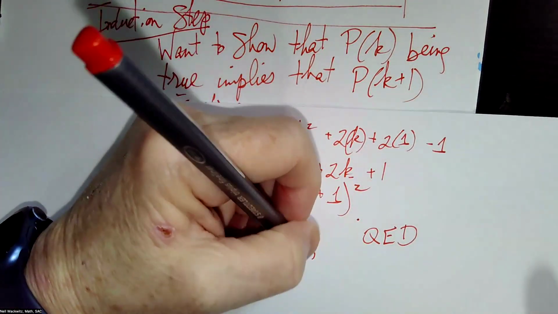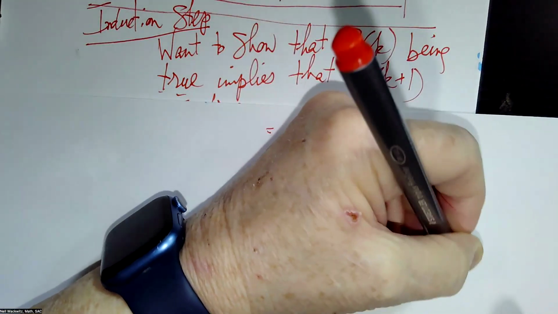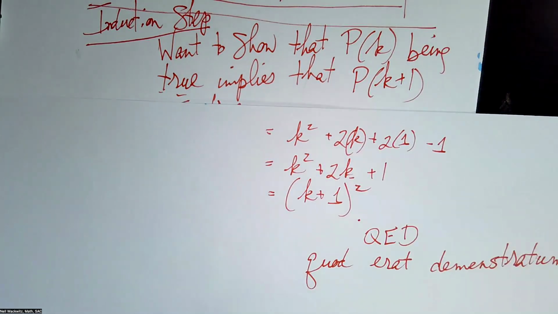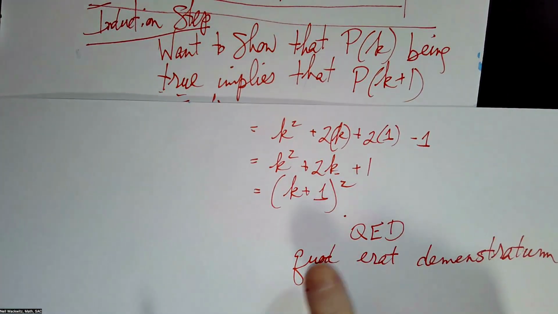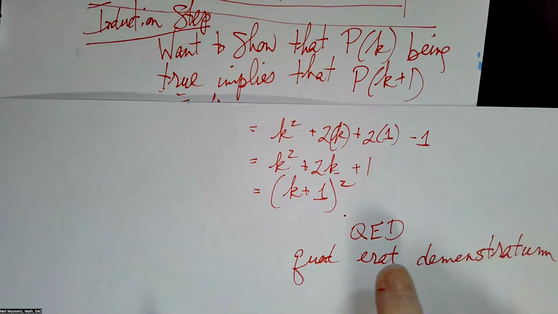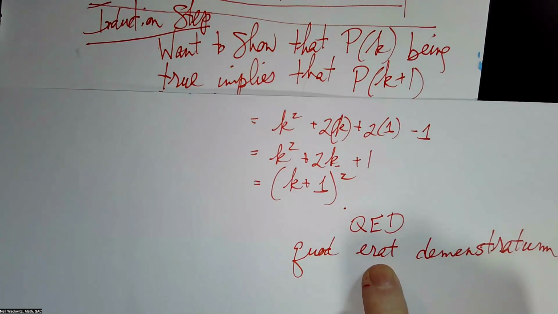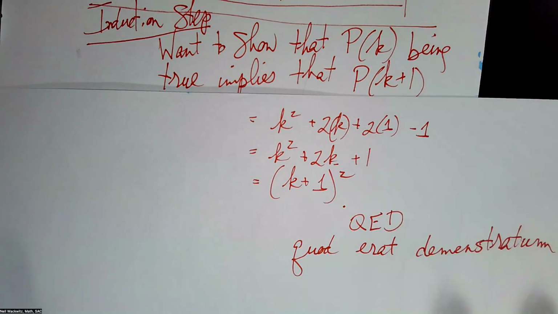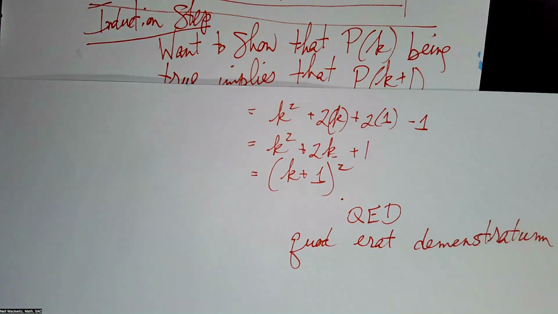QED stands for quod erat demonstratum. What we have tried to prove is proved. So what is needed is shown. This is the to be verb, and it's the past tense, and this is demonstration, but it's not literal. Anyway, quod erat demonstratum is often used at the end of a proof, QED.